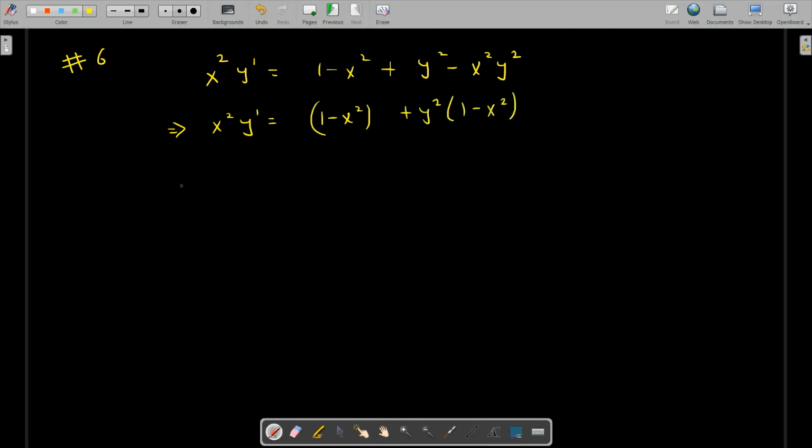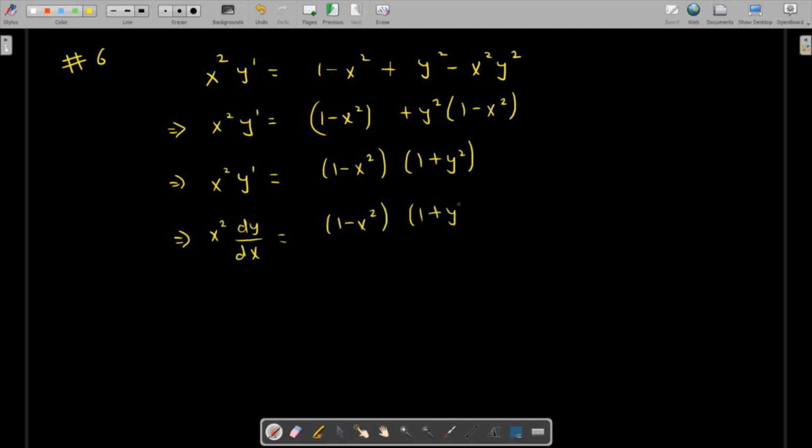So we are left with 1 minus x square. And if we look carefully, we have 1 minus x square as a common factor once again. So we are left with 1 minus y square over here. So y dash is dy over dx, we know that. So let's write it that way. This is 1 minus x square. This is 1 plus y square.